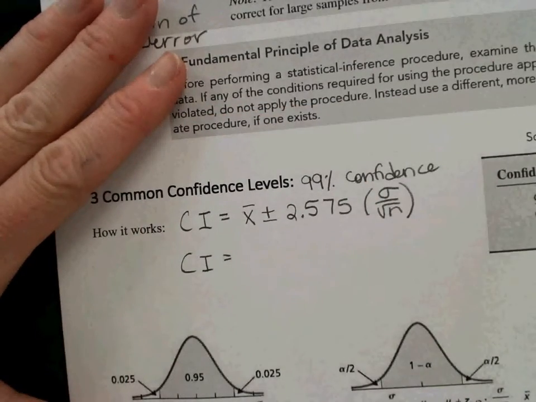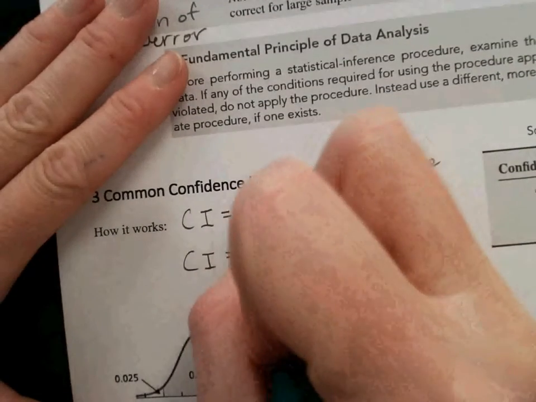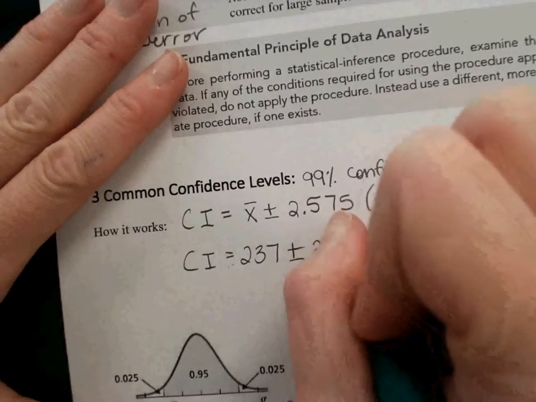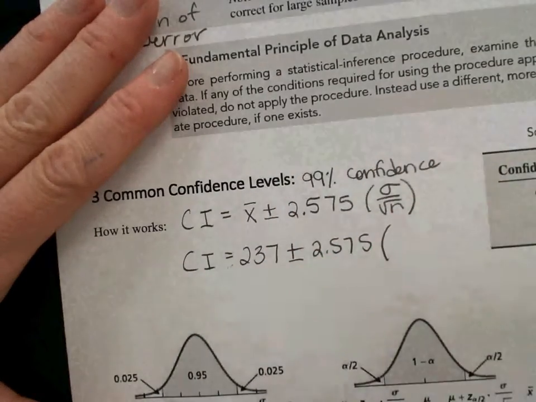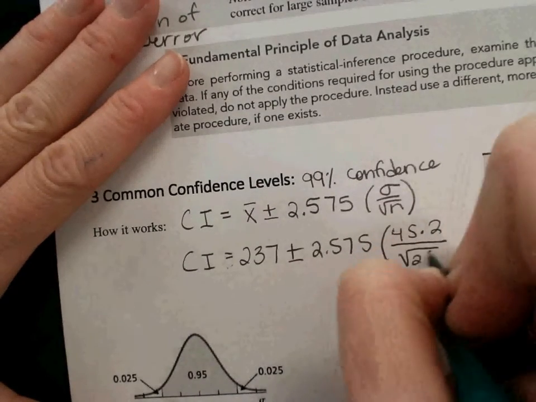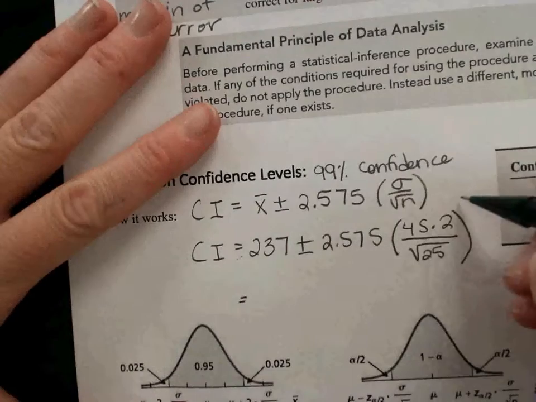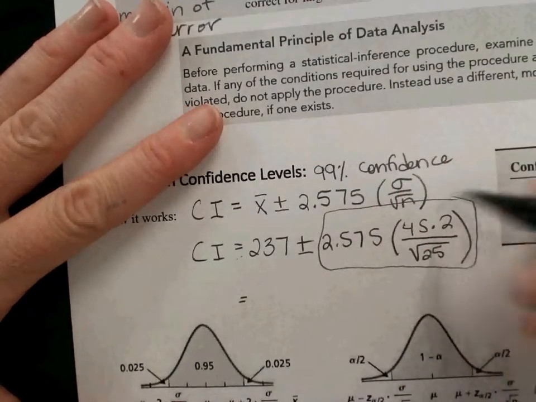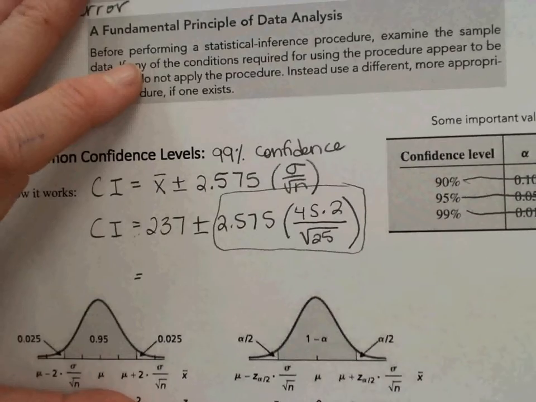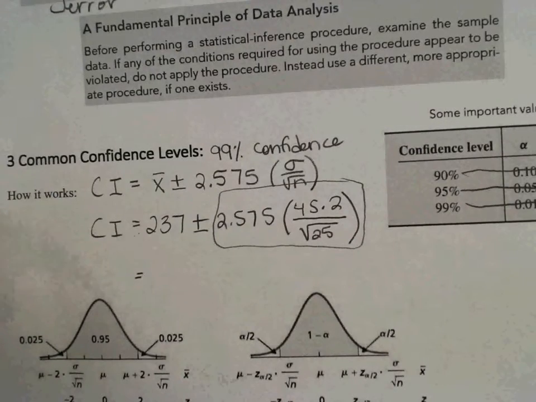I already forgot my number. So 237. 237 plus or minus 2.575 times sigma, which was 45.2, divided by the square root of 25. So calculate your E first. Raise your hand when you've got that calculated. The 2.575 times the 45.2 divided by square root of 25, or 5.